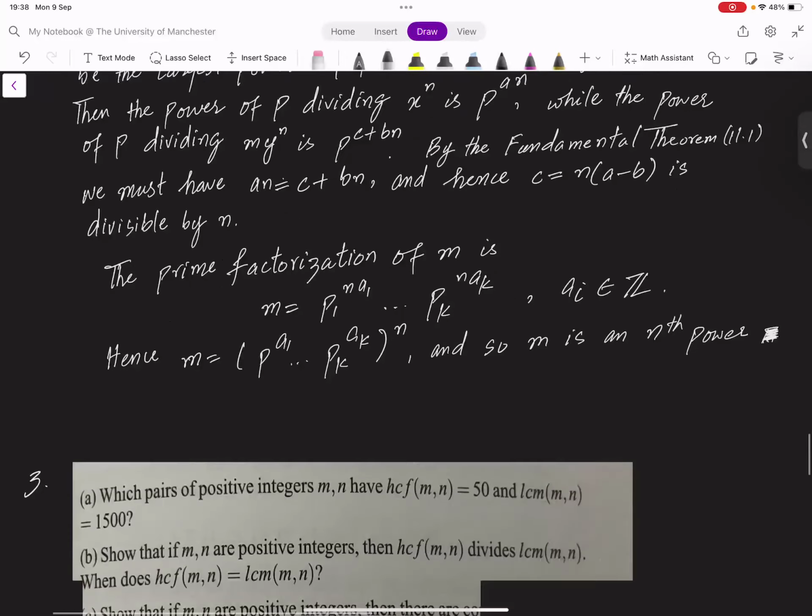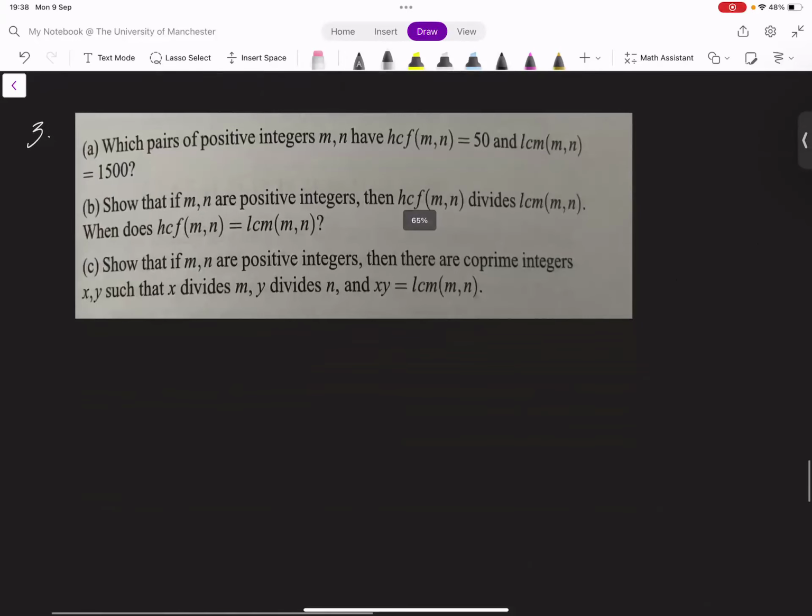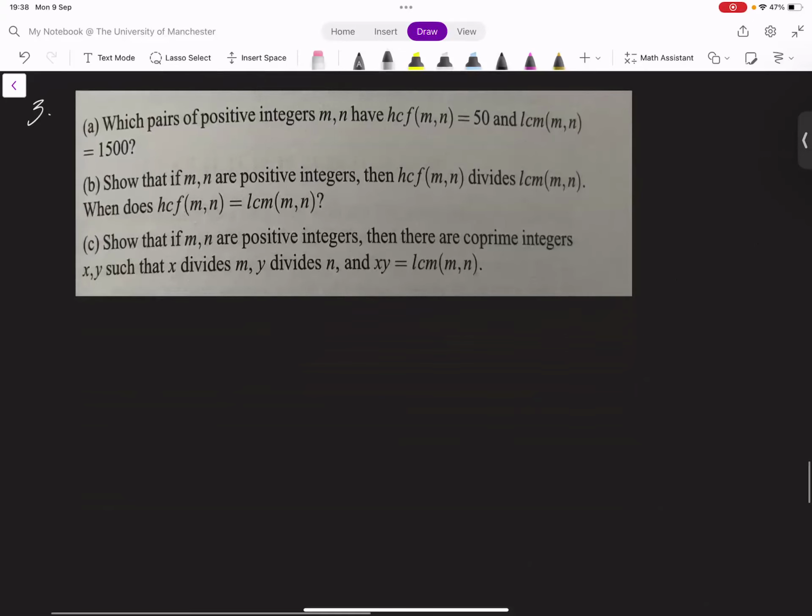perfect. Now we will talk about question number 3. Question number 3 says, which pairs of positive integers m and n have HCF equal to 50 and LCM 1500? So let's solve A first. So we need to find the pairs m and n.